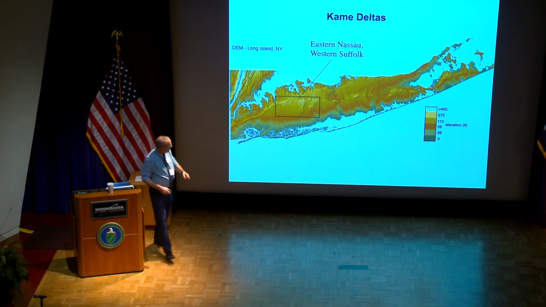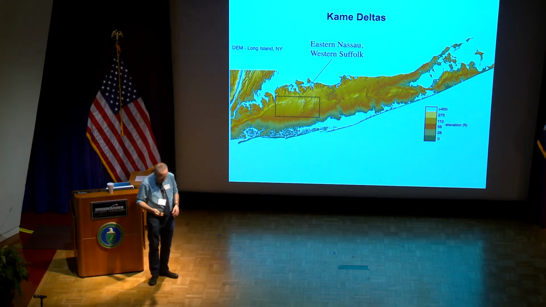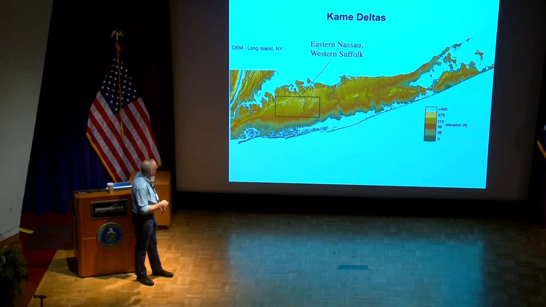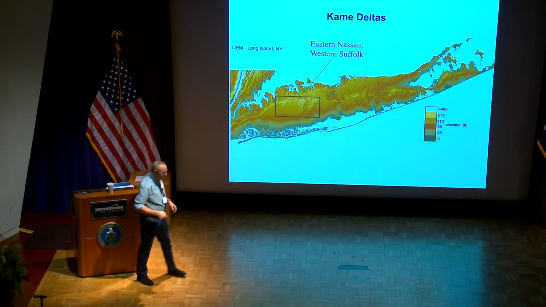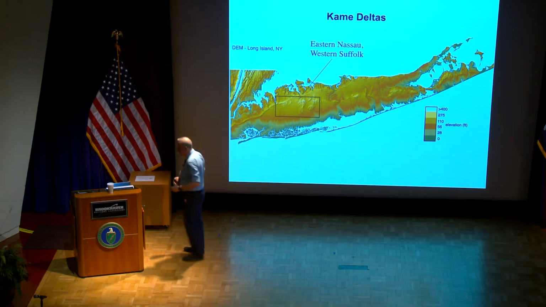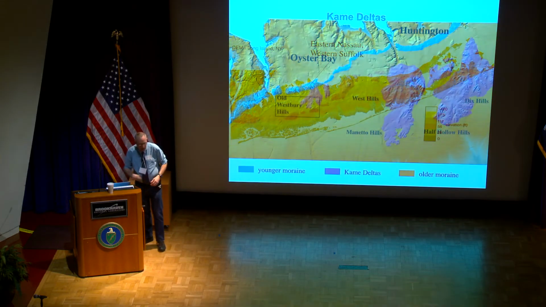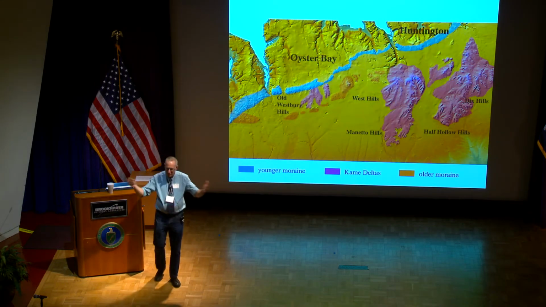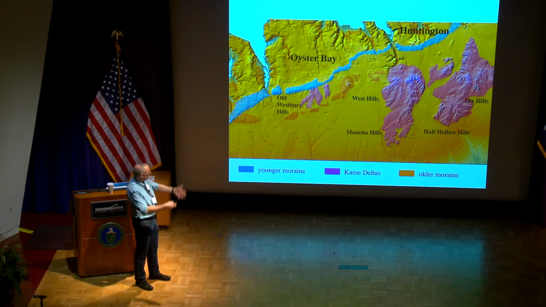All right, so let's look at some features on Long Island. I already talked about these lobate things, which I think you have to conclude are kame deltas, that they're deltas that built out into some kind of periglacial lake, and then when the lake drained away, they were left as hills. They look like deltas. They have that kind of bird foot shape.